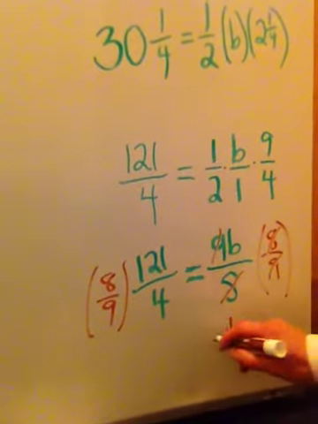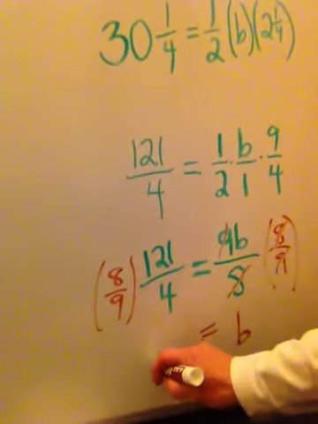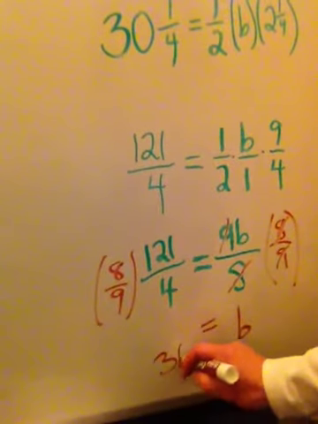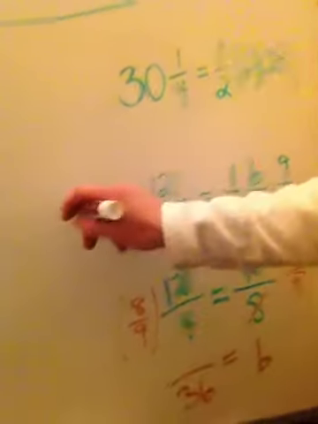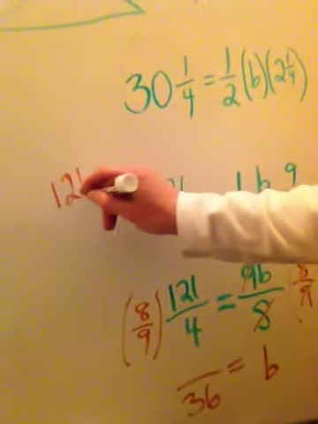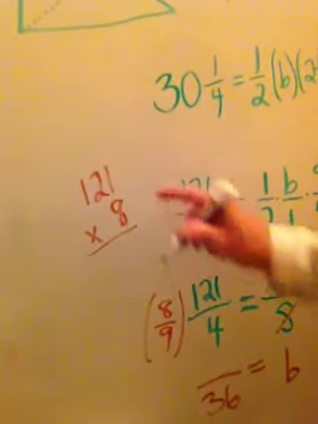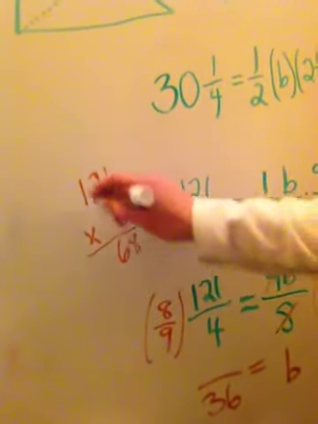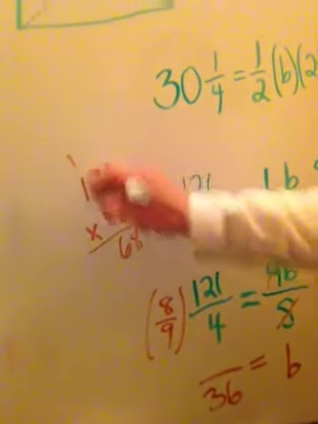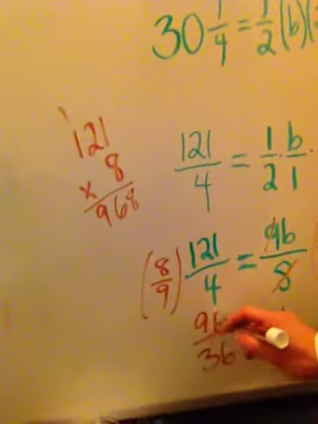So we have B equals, and you're going to multiply here. So I'll get 36 on the bottom, and up top I'm going to have, I'll do it out to the side, 121 times 8. So 1 times 8 is 8, 8 times 2 is 16, carry a 1, 8 plus 1 is 9. So I get 968.